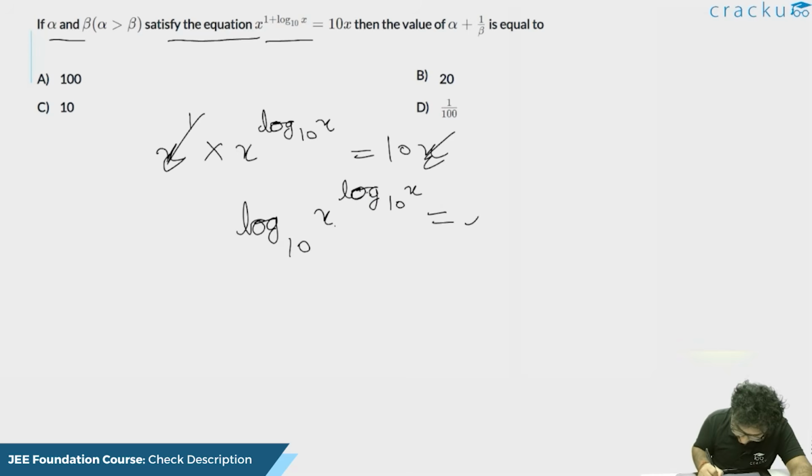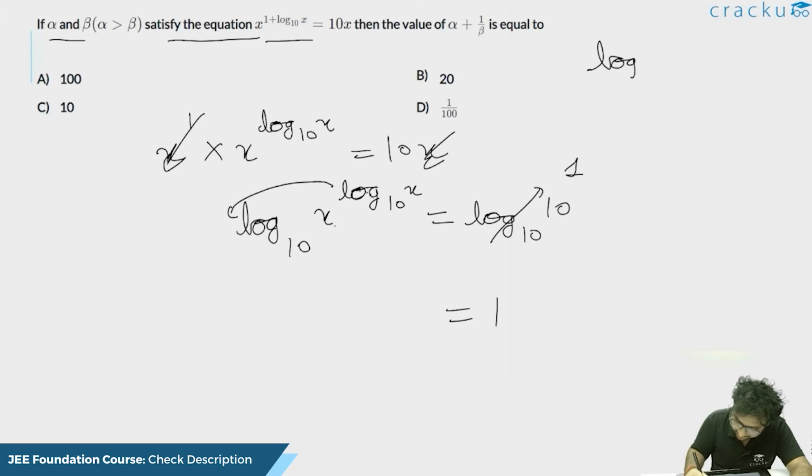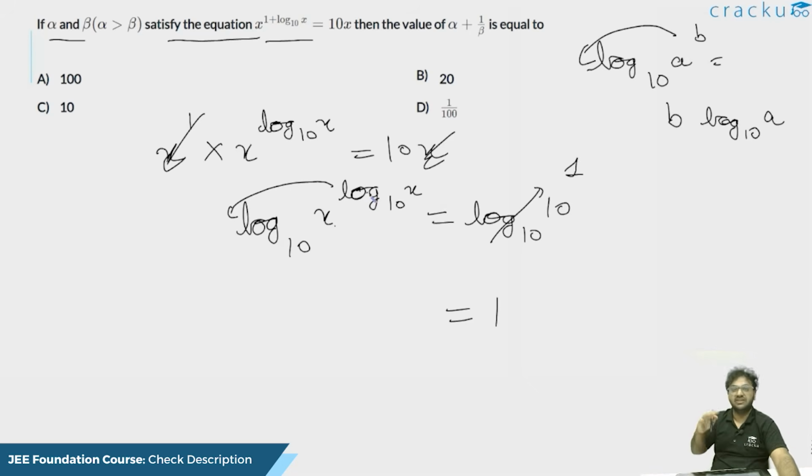This is equal to log 10 to the base 10. So this is what? 1. And this power can go here. Like it's like log 10 a to the power b. So this is equal to what? b log 10 a. Okay. So basically b can go in the multiplication if it's in power.